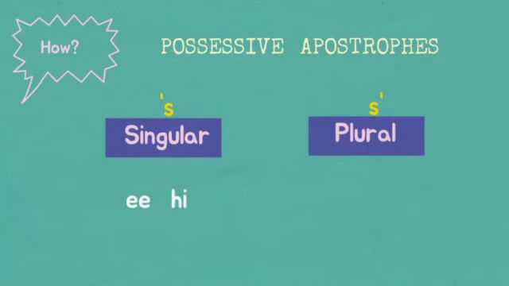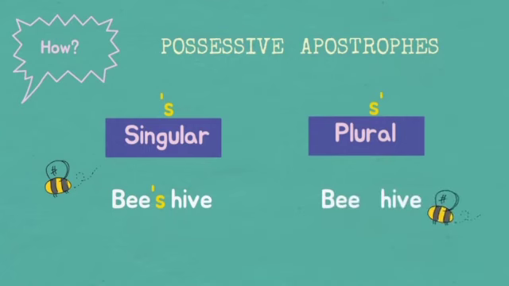Similarly, if I want to say that the hive belongs to one bee, I will add an apostrophe and letter S to the end of the word bee. If I want to say that the hive belongs to more than one bee, I will write letter S and then add an apostrophe.